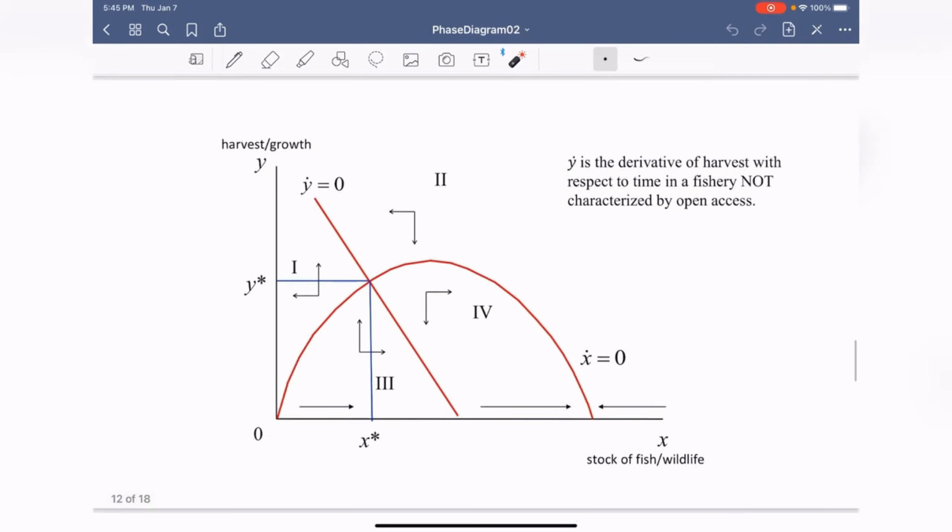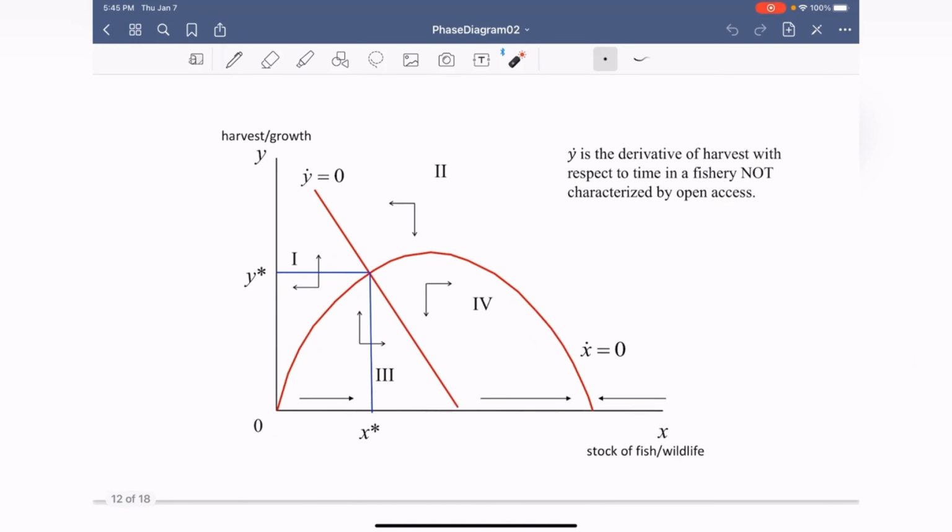Now we can look at the dynamics of the situation, and we can see that if this is the stock of fish or wildlife on the horizontal axis, then we impose this logistics function on it, which is x dot equals 0, and then y dot is the harvest or growth. Here it's the harvest, and this function looks like this. And we get these different stages, 1, 2, 3, 4, and you'll notice that the direction is in this direction here. It's away from it here, this direction, and away from it again.